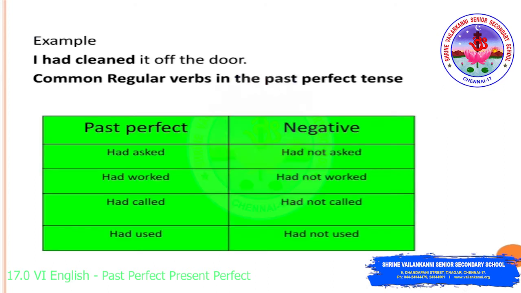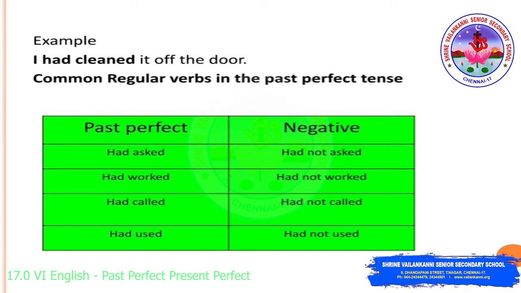Okay, one more example. I had cleaned the door. I is the subject, had plus past participle. What is the past participle here? Cleaned. Okay. Next. Common regular verbs in the past perfect tense. Now this is past perfect and the negative of it.